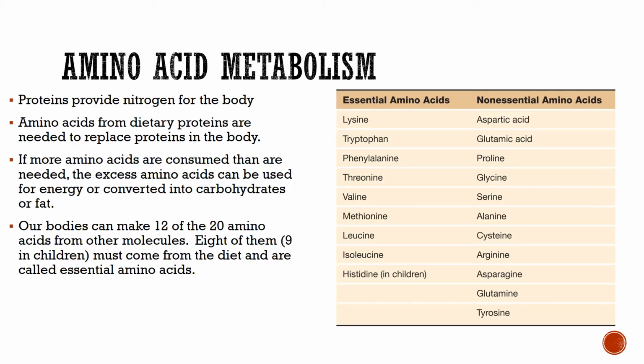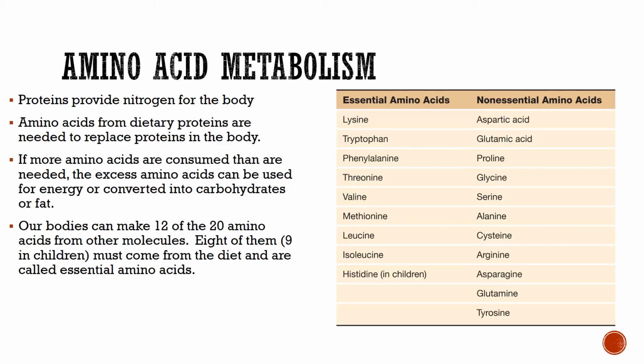Now let's look into amino acid metabolism. Our main source of nitrogen for the body comes from the proteins that we eat. Amino acids consumed in dietary proteins will replace the proteins within the body, and this helps to drive anabolic reactions. However, if we consume more amino acids than we need, the excess will be converted into carbohydrates or fat, primarily within our muscle tissue.